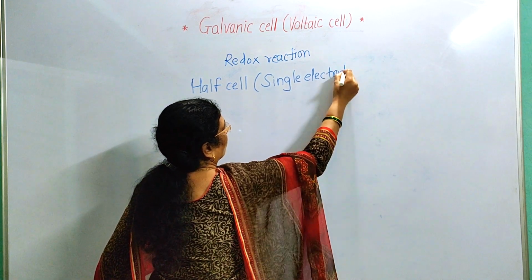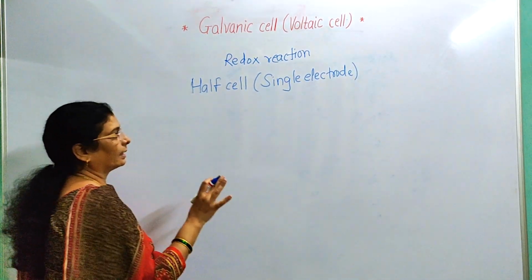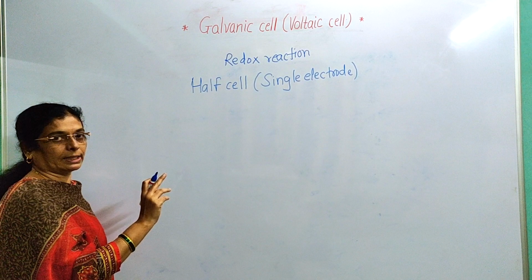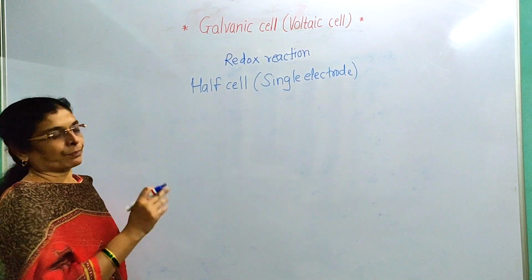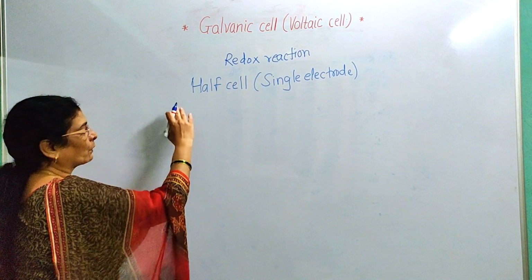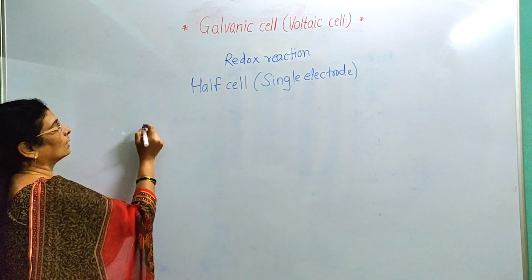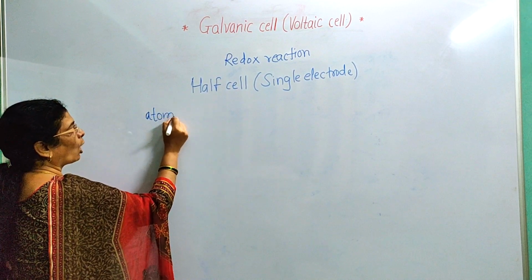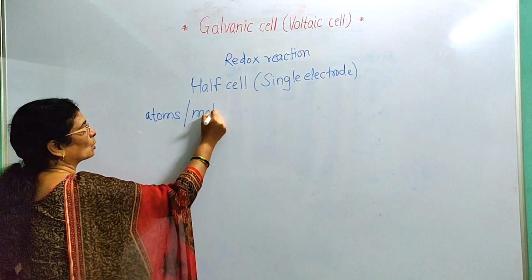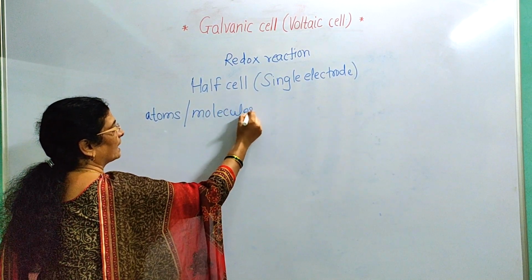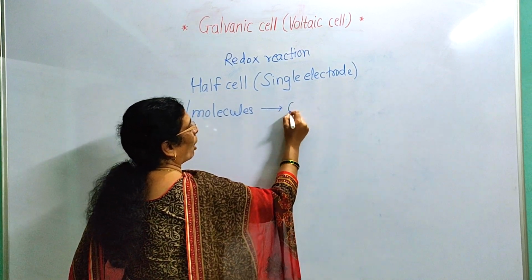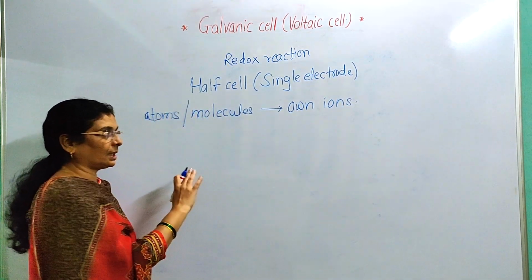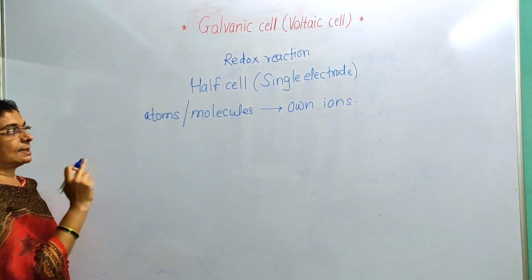First we will consider how a galvanic cell is constructed. Remember, for the construction of a galvanic cell two half cells, also called single electrodes, are required. Now we shall see how a half cell is constructed. For the construction of a half cell or single electrode, the important condition is that atoms or molecules must be in direct contact with their own ions.